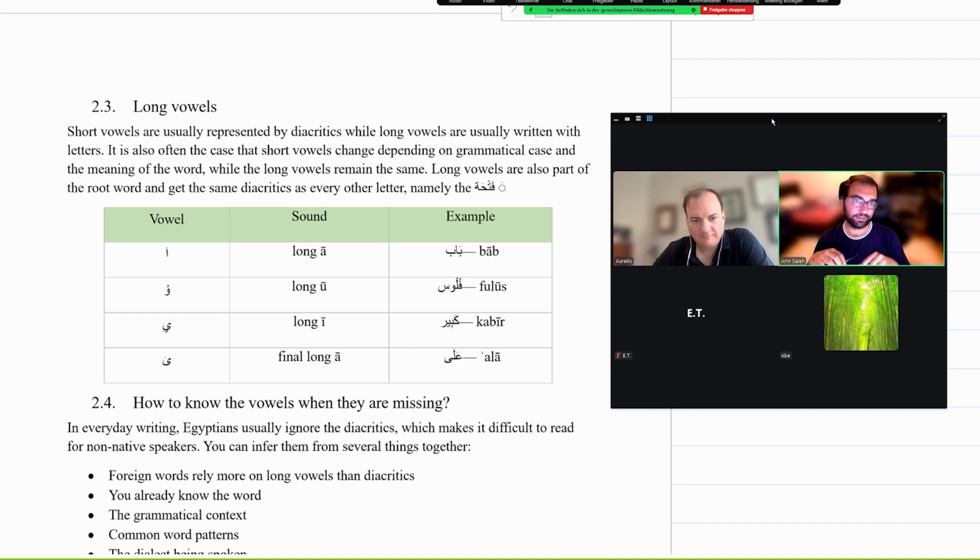And they get their own diacritics as well, sometimes. Like you might have a ye, so a long E, and it might have a kasra below it, like an emphasis. That's really an E. You have to emphasize that E a little bit more.